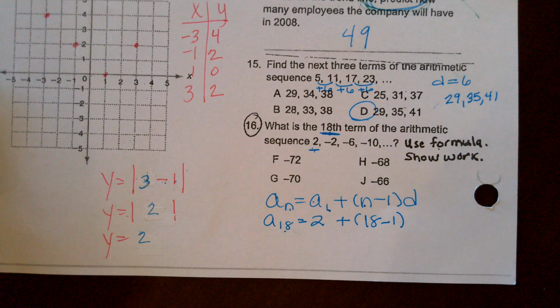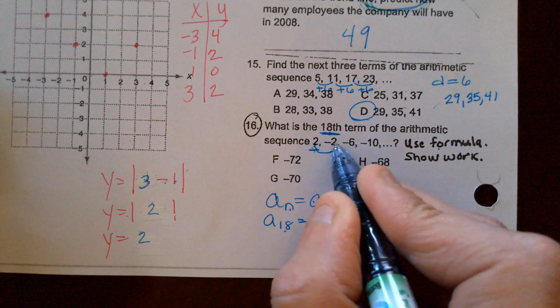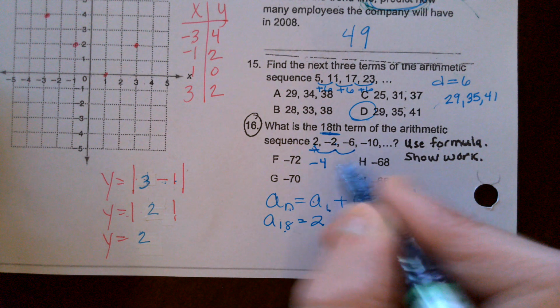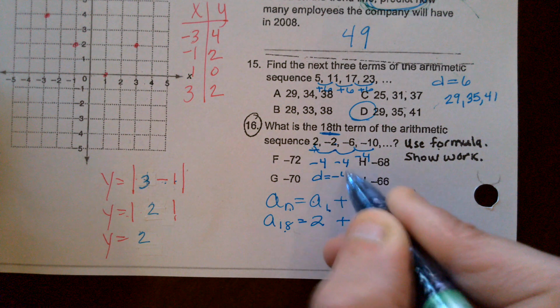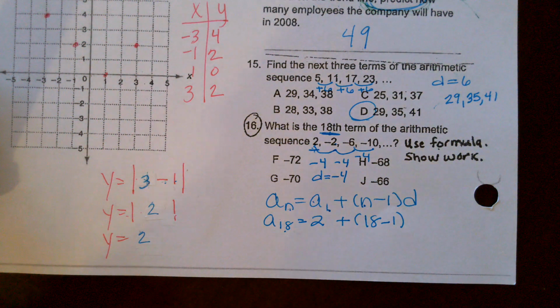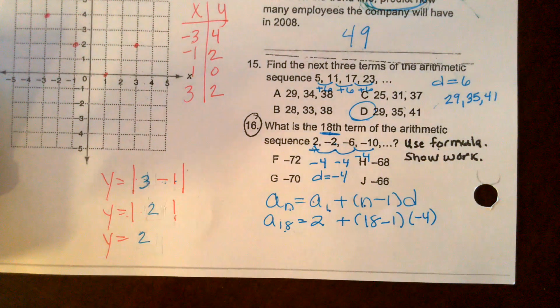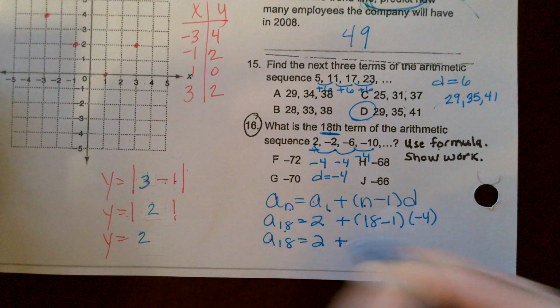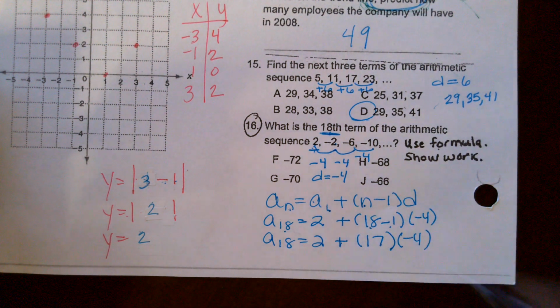Oh, we didn't figure out the D. Got to figure out the D. 2 to negative 2, that means it went down 4. So I got to make sure I put a negative 4. Down 4 and down 4. My D is a negative 4. Be very careful you don't lose your negative. So I'm going to put it in parentheses so I don't think it's a subtraction. So I have A sub 18 equals 2 plus 18 minus 1 is 17 times a negative 4.